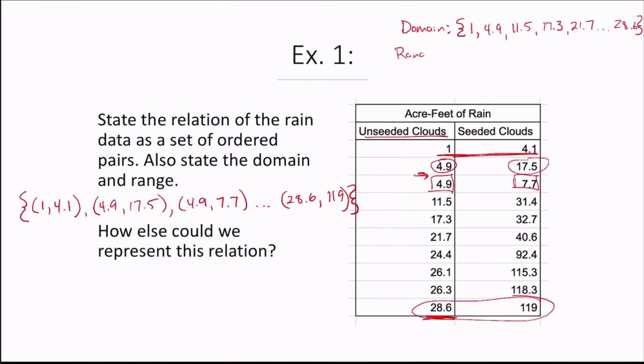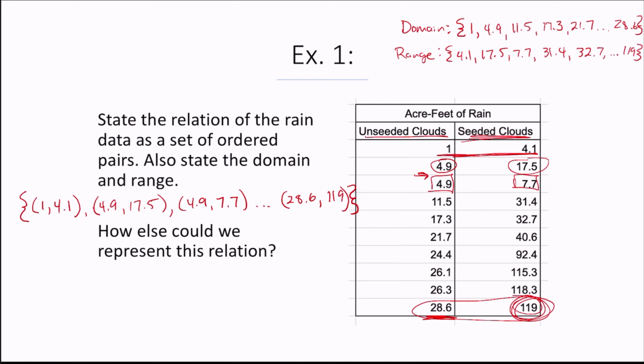The range is going to be the set of all of the values in the seeded clouds column. So starting with 4.1, 17.5, 7.7, 31.4, 32.7, all the way down to the last one down here, which is 119. And close your set.